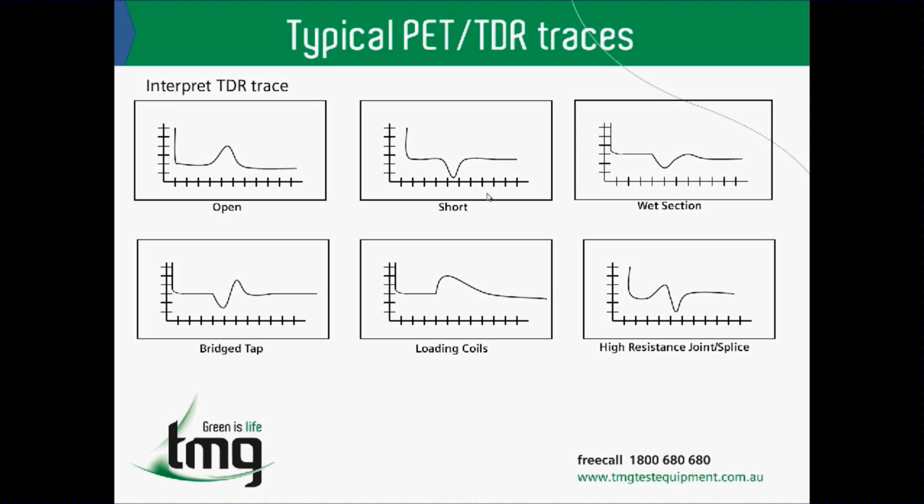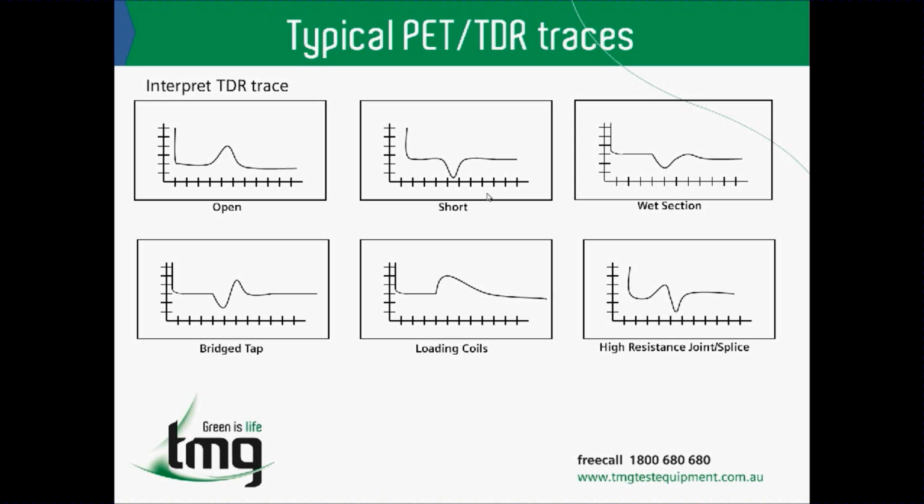Now a wet section is something more tedious to work with, but clearly you can see that we have a valley followed by a small hill. That's a wet section. Actually, the small part of the hill is due to the inductance going into the line by the water ingression. The fourth graph is a bridge tap, and as we said earlier in our presentation, it's a valley followed by a clear hill.